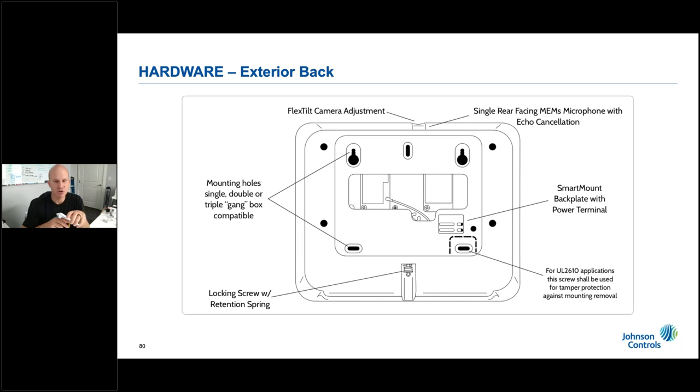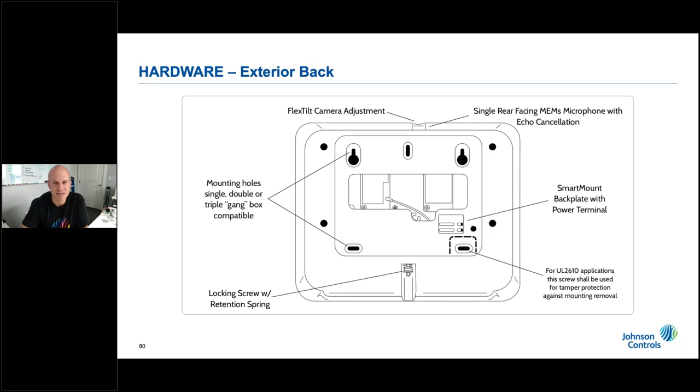We have the locking screw on the bottom with this retention spring, that way you don't lose the screw. It's not going to fall out on the floor. It's actually spring-loaded, and it's got a capture mechanism there to keep that way. We've got the smart mount terminal block, and we've got what we call the breakaway wall tamper, and that's for commercial installations that require that.